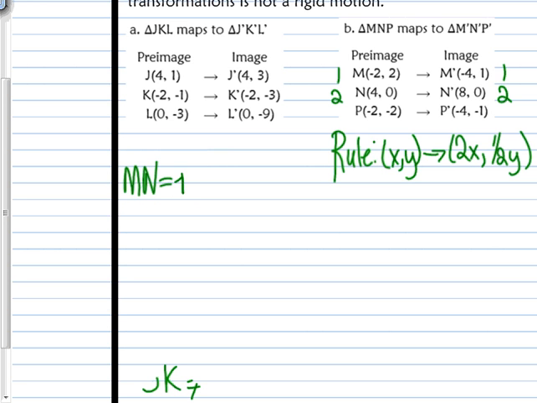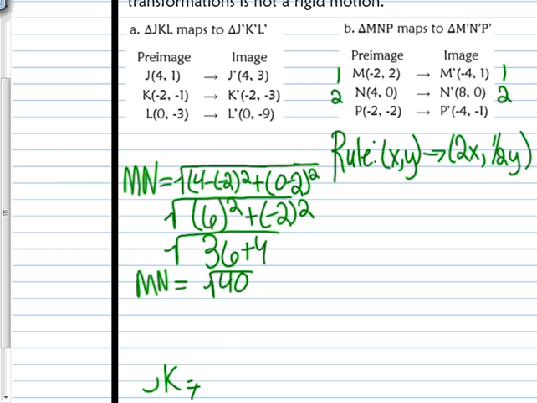MN is the square root of x2, which is 4, minus x1, which is negative 2. I'm going to square that, plus 0 minus 2 squared. Please go ahead and solve this problem. So MN equaled the square root of 40.